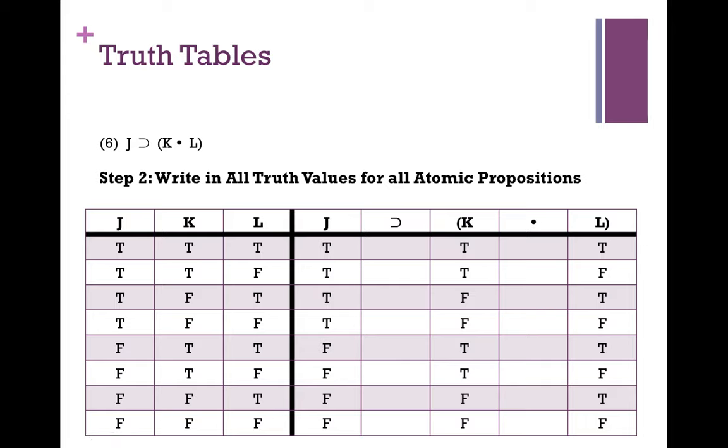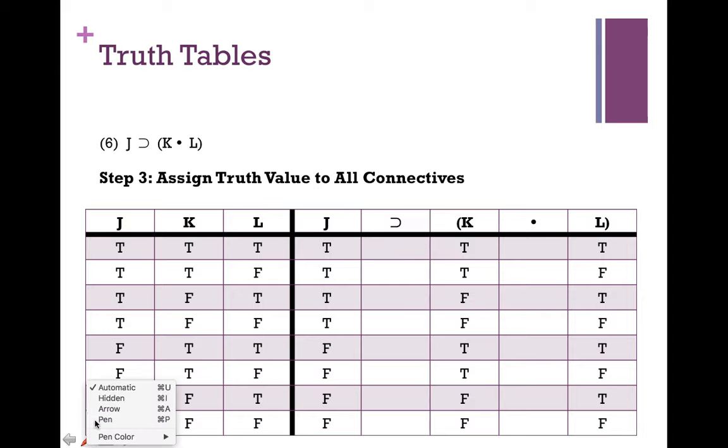All right, now we move to step 3 and assign truth values to all the connectives. And again, we're going to save the main connective, which is the conditional, for last, and begin with the connective that has the least scope. We're going to begin with AND. Now, to remind you, a conjunction is only true in case both of the conjuncts are true. So look right here. This conjunct is true and this one's true, so this is true. This conjunct is true and this one's false, so this is false.